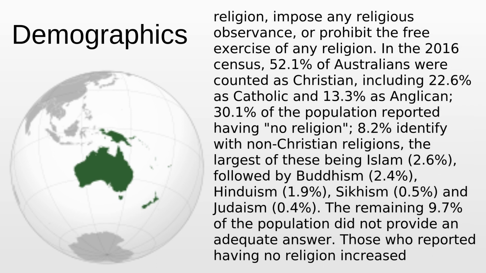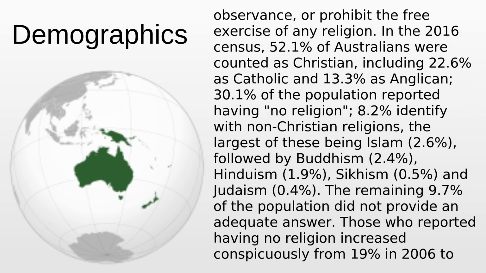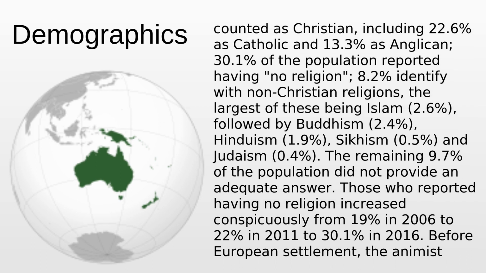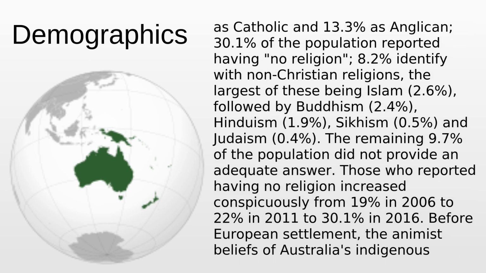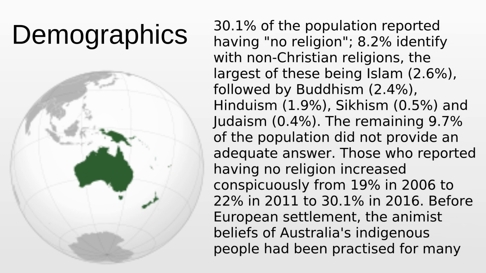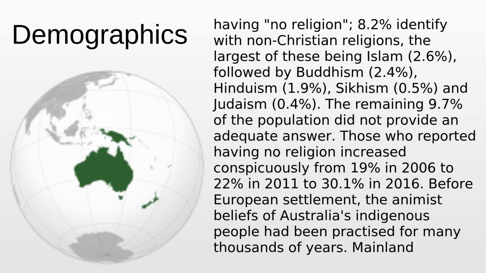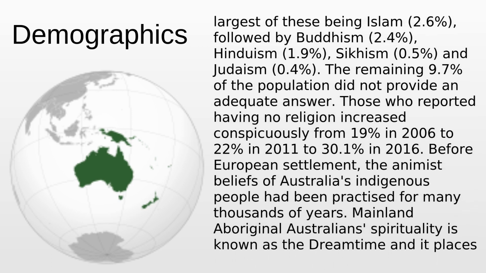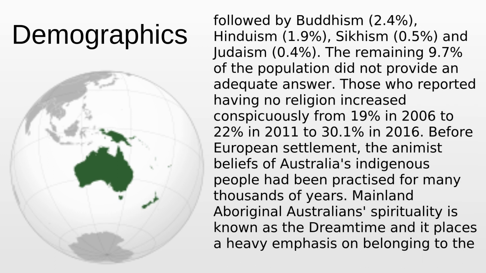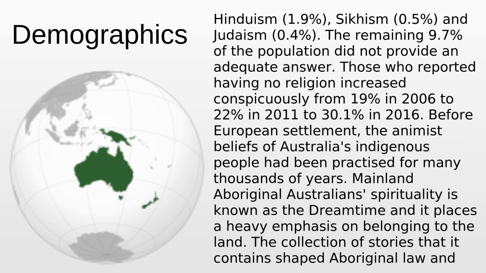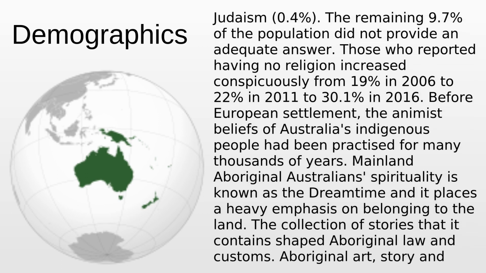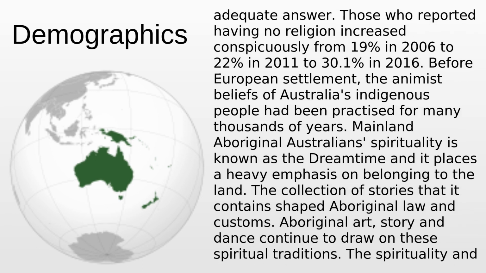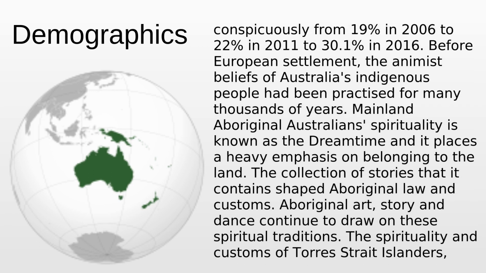In the 2016 census, 52.1% of Australians were counted as Christian, including 22.6% as Catholic and 13.3% as Anglican. 30.1% of the population reported having no religion. 8.2% identify with non-Christian religions, the largest of these being Islam, 2.6%, followed by Buddhism, 2.4%, Hinduism, 1.9%, Sikhism, 0.5%, and Judaism, 0.4%. The remaining 9.7% of the population did not provide an adequate answer.